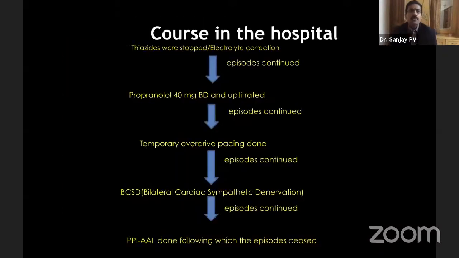So then, thiazides we had stopped, and we corrected the electrolytes. We thought whether there could be an underlying channelopathy, a long QT. So we in fact started propranolol, episodes continued. We put a pacing wire in the ventricle, episodes continued. We in fact did a bilateral cardiac sympathetic denervation for this patient. The episodes continued. And finally, we did atrial-based pacing, and then the episodes started coming down.